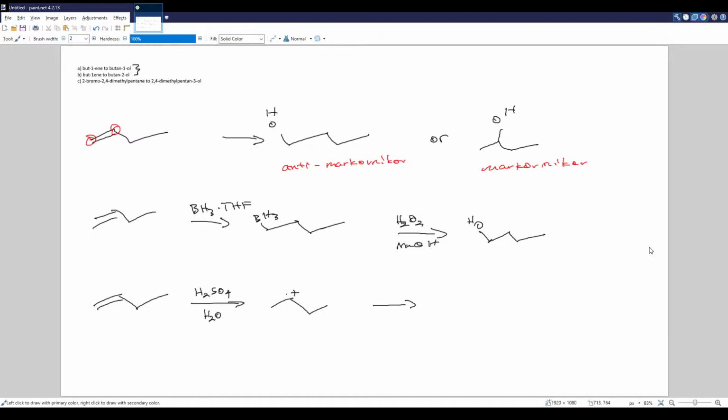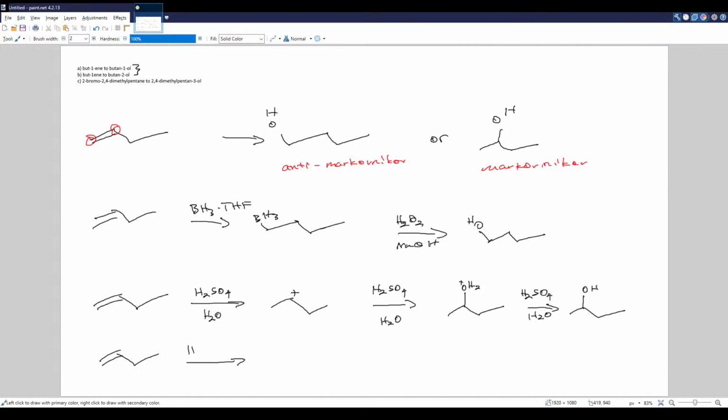And then what's next? I forget. Oh, I think what happens next is that the water gets added, and then it gets deprotonated. Okay. Now, if we look at this, yeah, I think this is the best carbocation that could form. I don't think any other carbocation is forming.